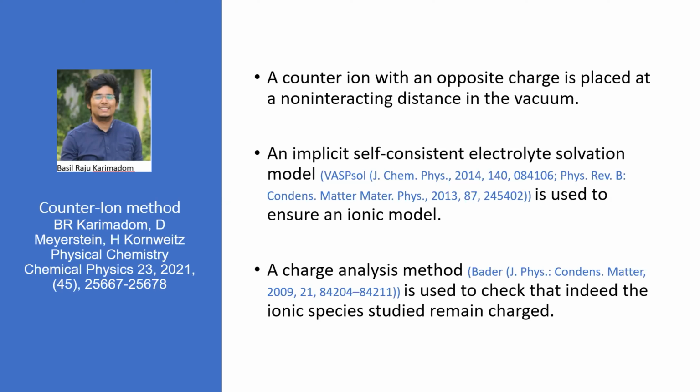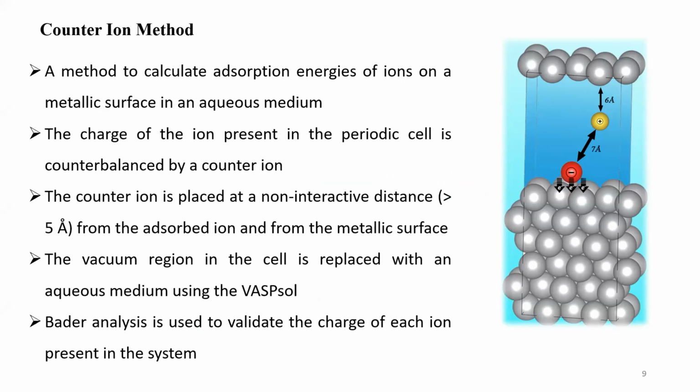So first of all, we put a counter-ion with an opposite charge at a non-interacting distance in the vacuum. And we replace the vacuum by aqueous solution using an implicit self-consistent electrolyte solvation model. We use VASP-sol. This is important to ensure an ionic model. And the last thing that we do is we perform a charge analysis. We use Bader charge analysis to check that indeed the ionic species studied remain charged.